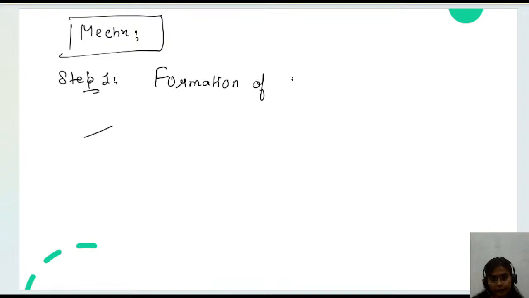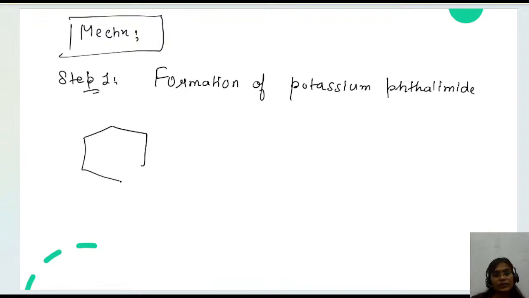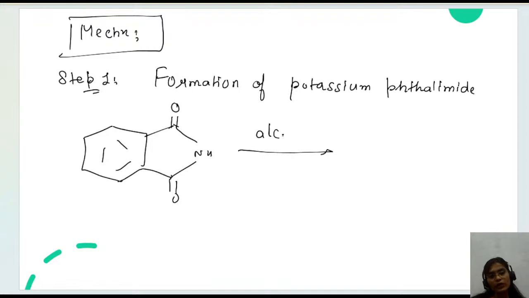It's potassium. So this is step number one. Just think about it: this is a benzene and NH is sandwiched here, with a double bond O and a double bond O. Now, we are using alcoholic KOH. Alcoholic KOH is a very good base. In this case, the OH negative ion is a base. It is going to abstract this hydrogen from there.